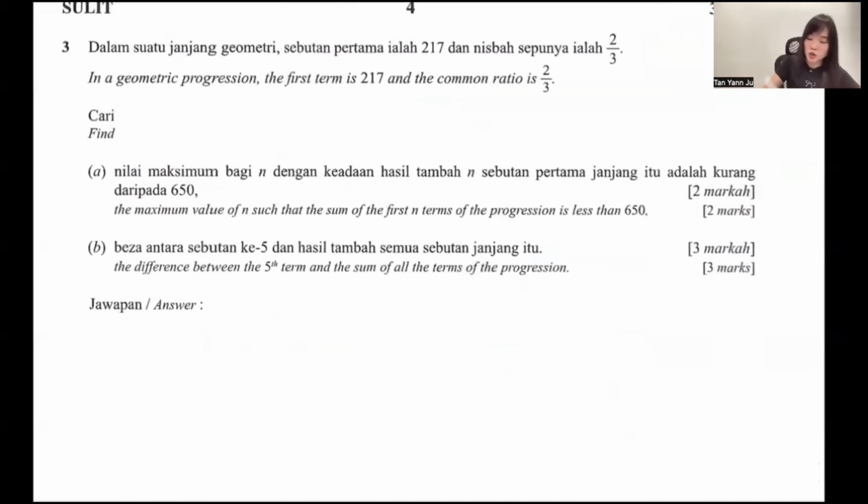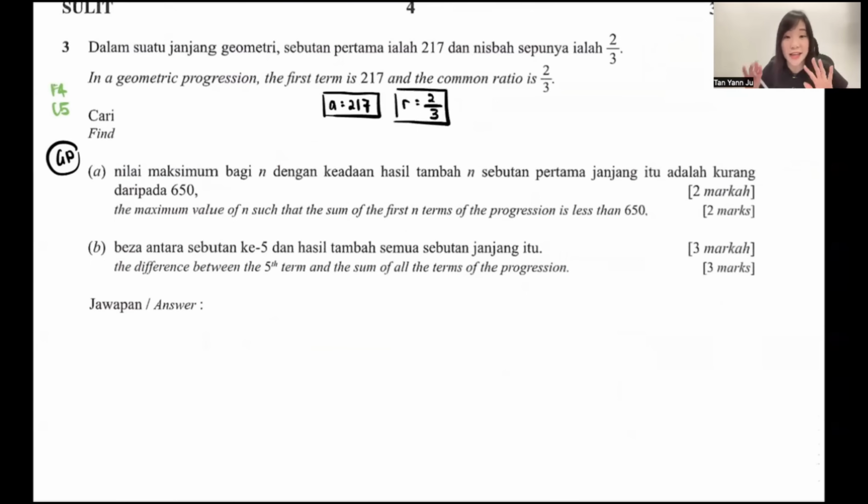They say, in a geometric progression, without any delay, you guys straight away know this is under Form 4, Chapter 5, progression. So this question says, in a geometric progression, so GP, right? They say the first term is 217, first term called A. And the common ratio is 2/3. So the R is called 2/3. Okay, this is everything they say so far. So let's start from A. They say, find.